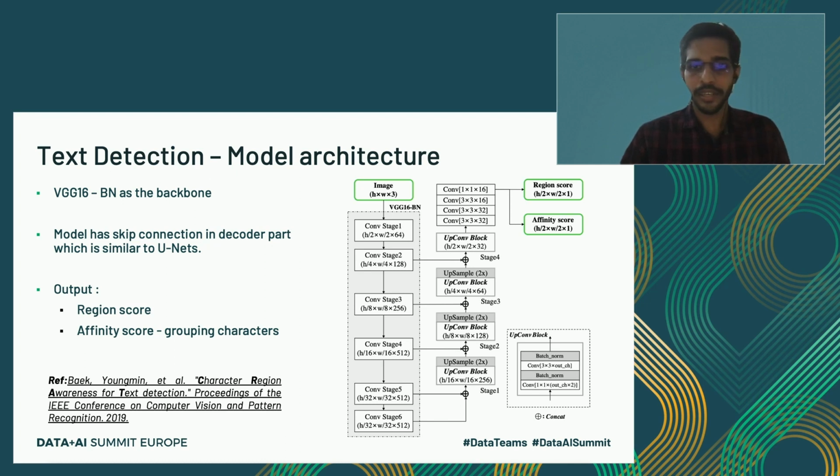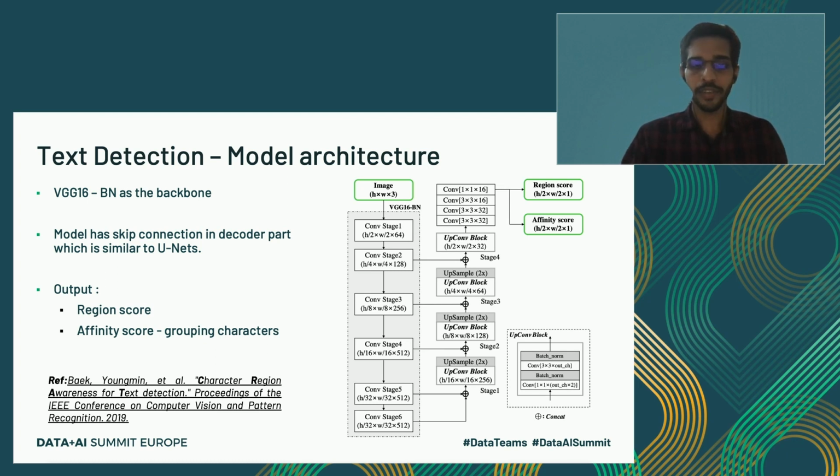When it's a segmentation task, the well-known architecture is UNet, which is pretty famous in medical image segmentation tasks. Here also, for text detection, the architecture looks pretty similar. We have the batch normalized version of VGG16 as a backbone in the UNet architecture, a few upsampling blocks, and definitely skip connections. As you can see, given an input image, the output from the model is the region score and the affinity score. The region score is mainly for telling us where exactly the text, the character, is present in the image.